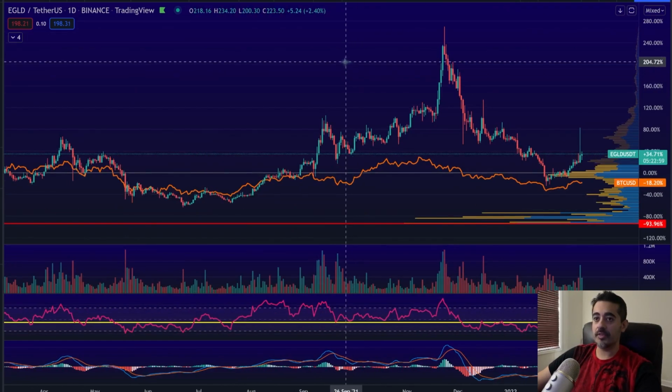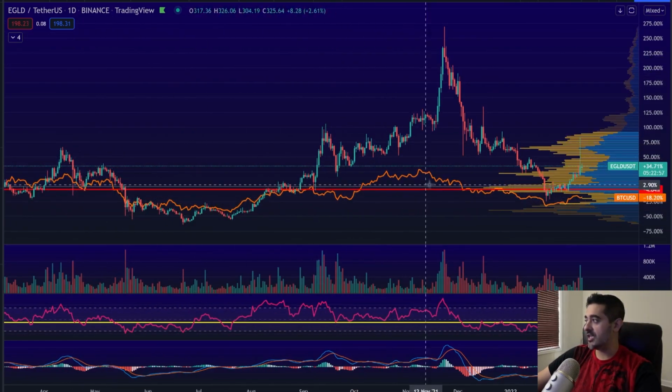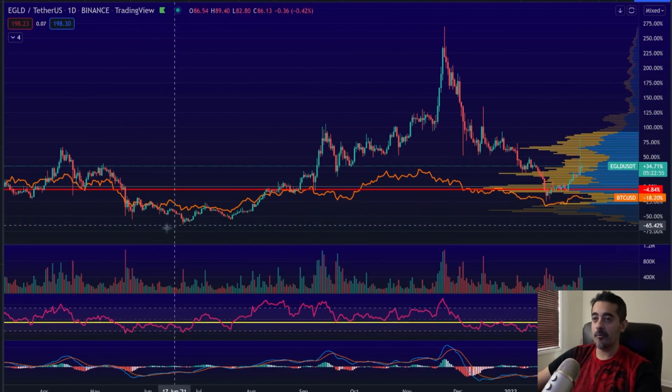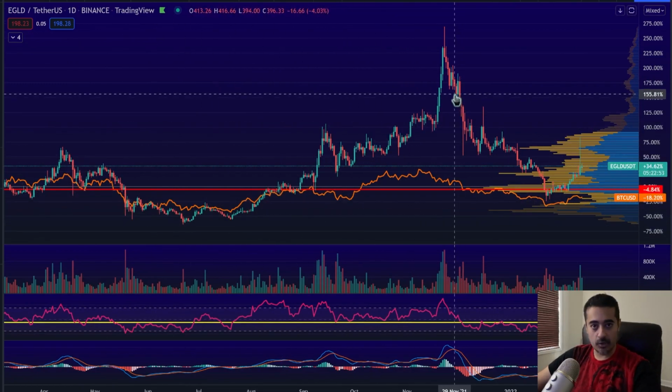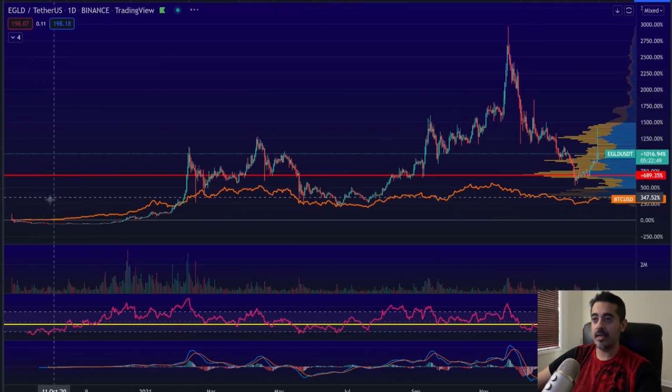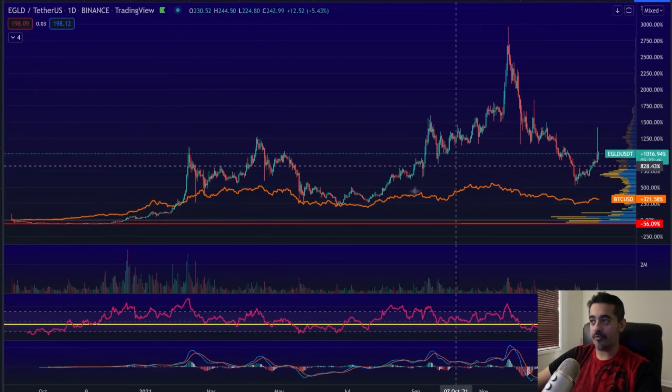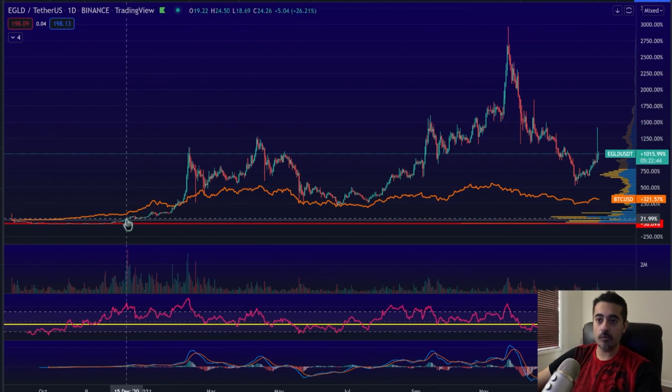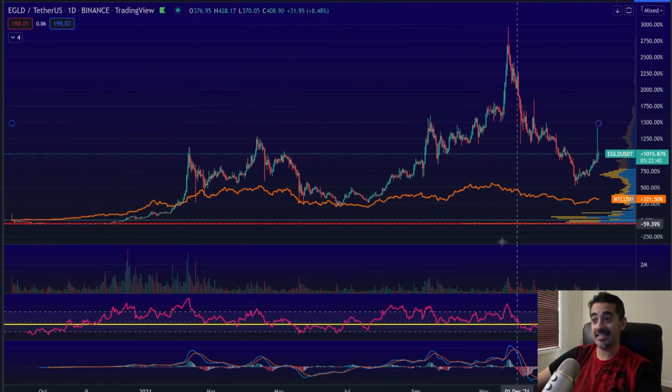So this is a very simple thing to understand. What you're seeing in orange is the Bitcoin price, right? And what you're seeing with the candles is EGLD. Now, what this is showing us over time is that EGLD has actually outperformed Bitcoin since 2021, right? Since 2021, we have actually been using Bitcoin as a support.